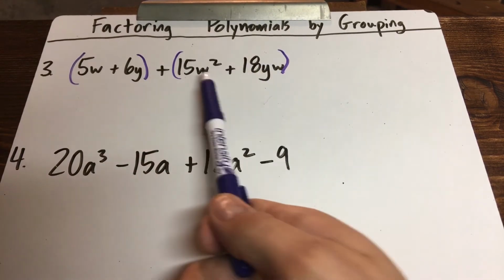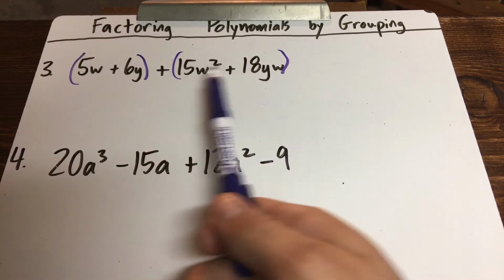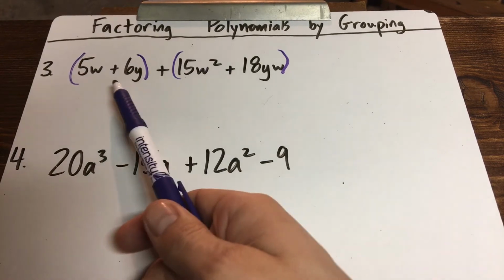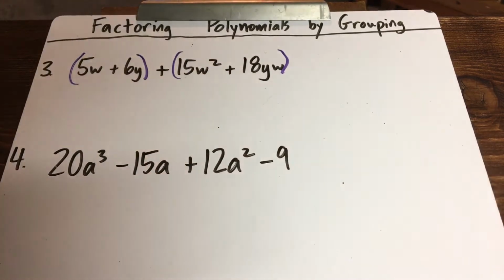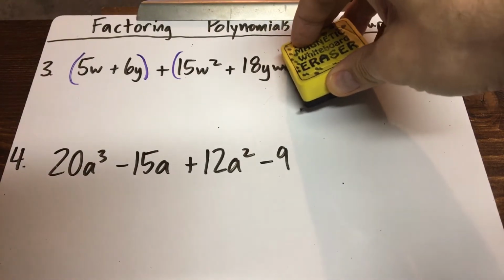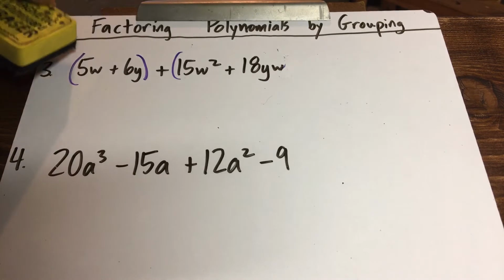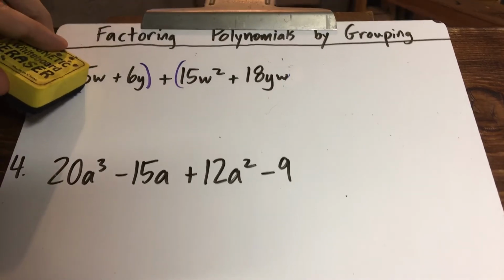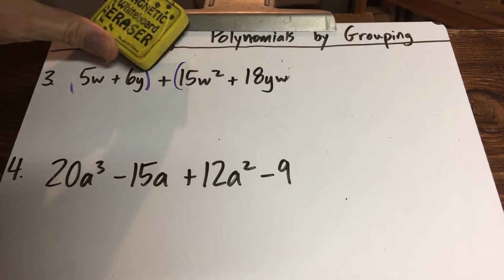Now, these had something in common. I could divide those by 3, and they both have a w in them. But these 2 don't have anything in common. So it's not always going to be the first 2 and then the second 2. Sometimes you'll have to kind of rearrange the terms. You'll need to group them a little bit differently to make it work.